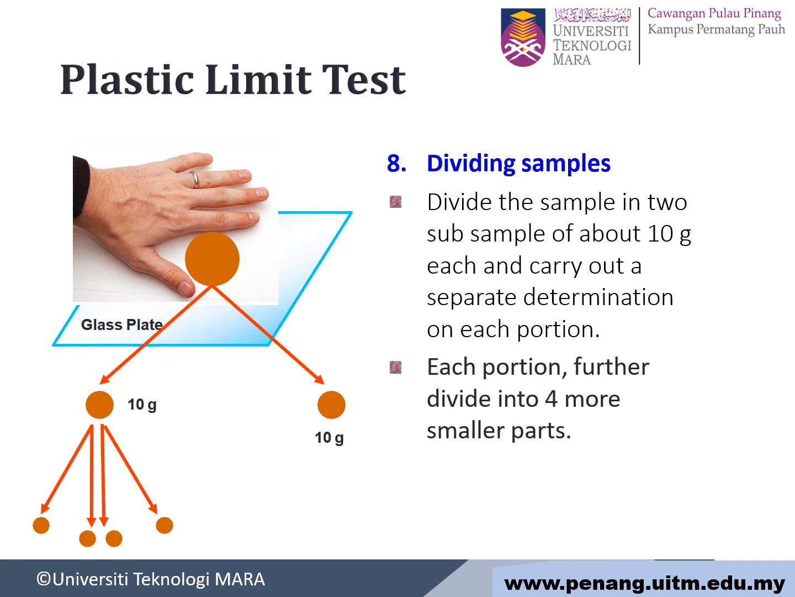Step number 8, dividing samples. Divide the sample into 2 subsamples of about 10 grams each and carry out a separate determination on each portion. Each portion is further divided into 4 smaller parts. Okay, you look at the figure here. 10, 10, and then you have to divide into 4 more smaller parts.